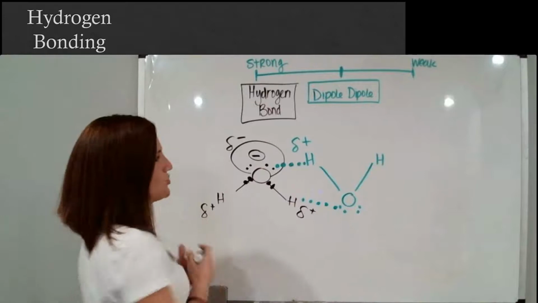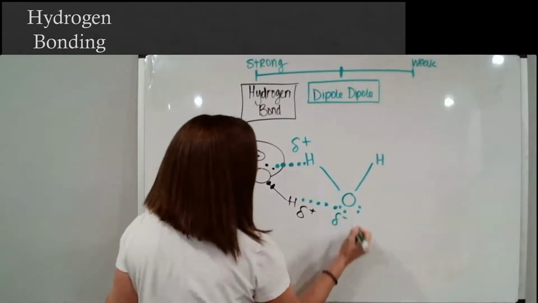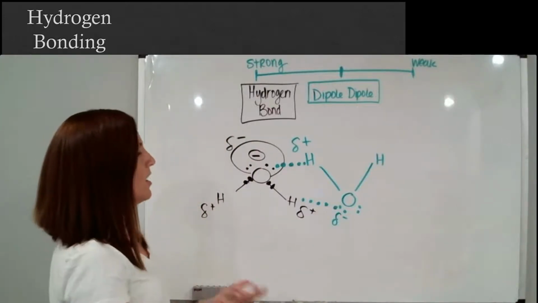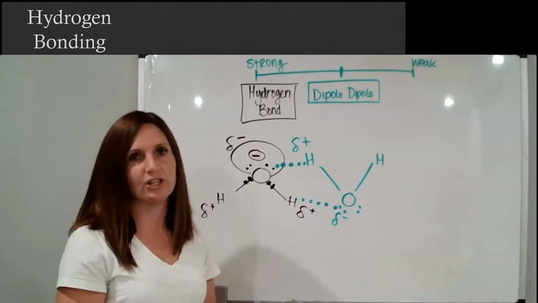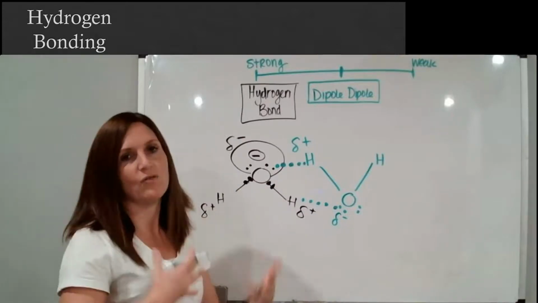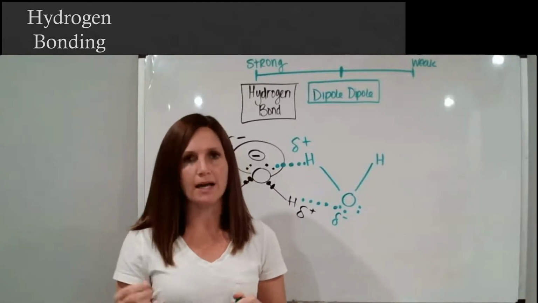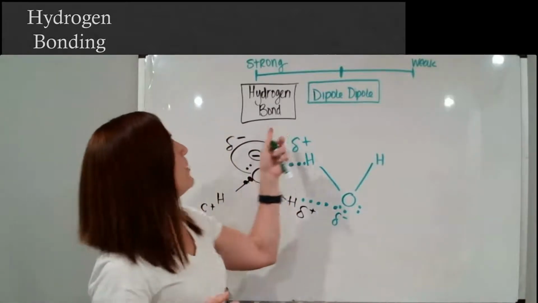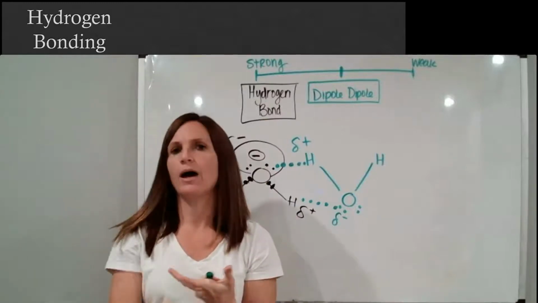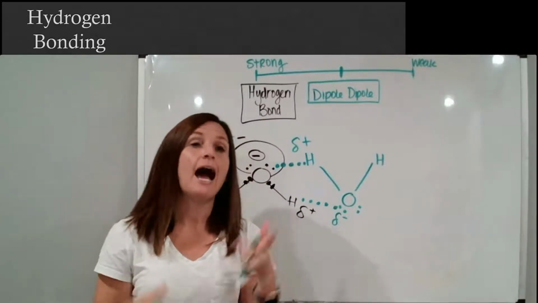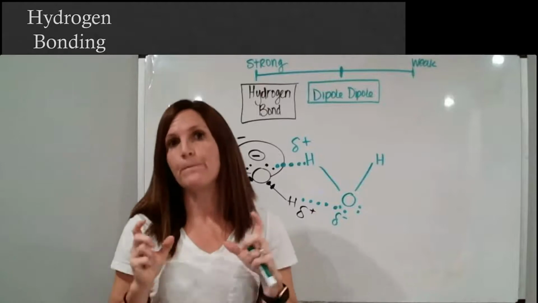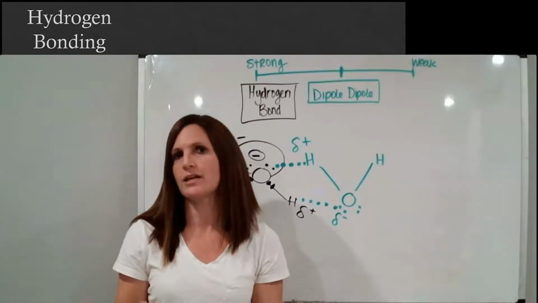We're going to get this attraction between this partially negative lone pair on oxygen and the hydrogen. And this is going to repeat itself over and over again. And this is called a hydrogen bond. It's a weird term, because what's stronger than a hydrogen bond is an ionic or a covalent bond. A hydrogen bond is not really a bond, it's an intermolecular force.